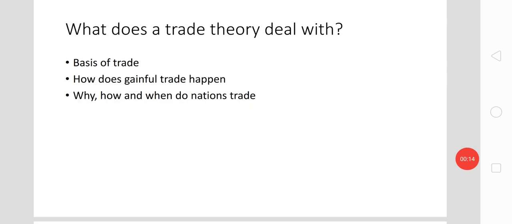So what does a trade theory deal with? The trade theories deal with the basis of trade. It explains how the gainful trade between two nations happens. It explains why the nations trade with each other, how they trade, and when they trade. That means why, how and when the nations engage in export and import of commodities.